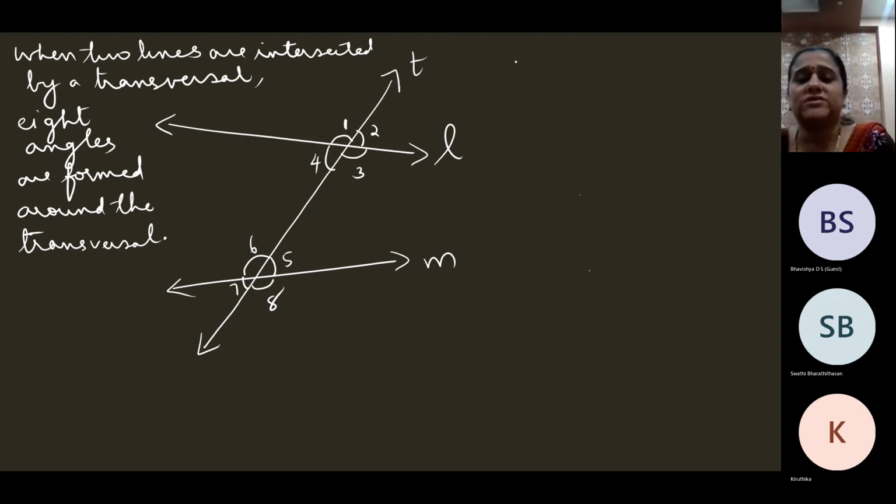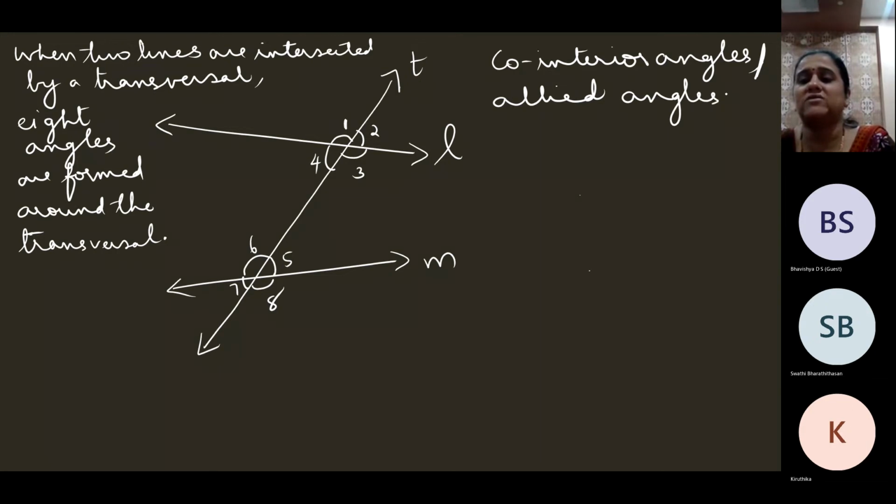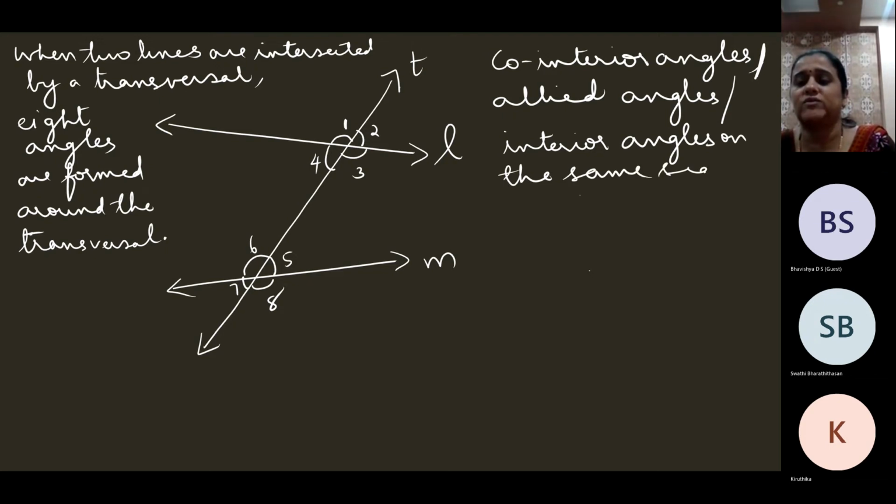All right. So next, co-interior angles. I'll write the different names. They're called co-interior angles or allied angles. These are different names for the same angle pair, not different angles. Again, they're a pair of angles, also called interior angles on the same side of the transversal.